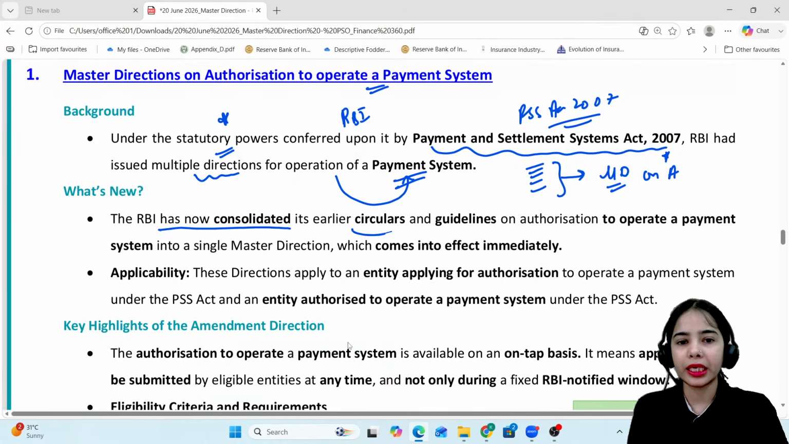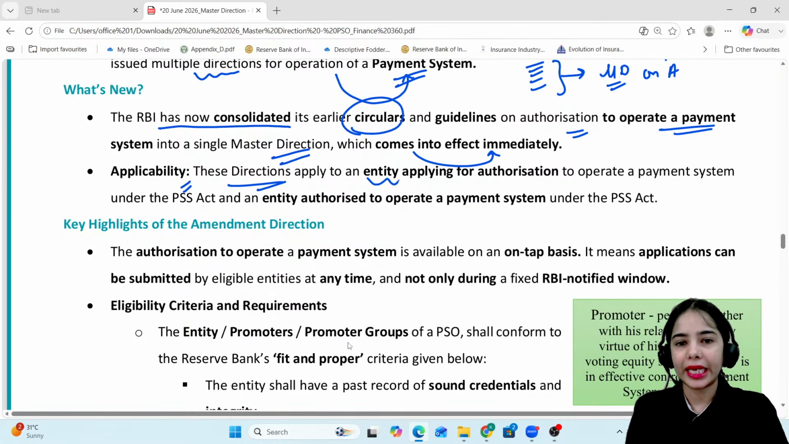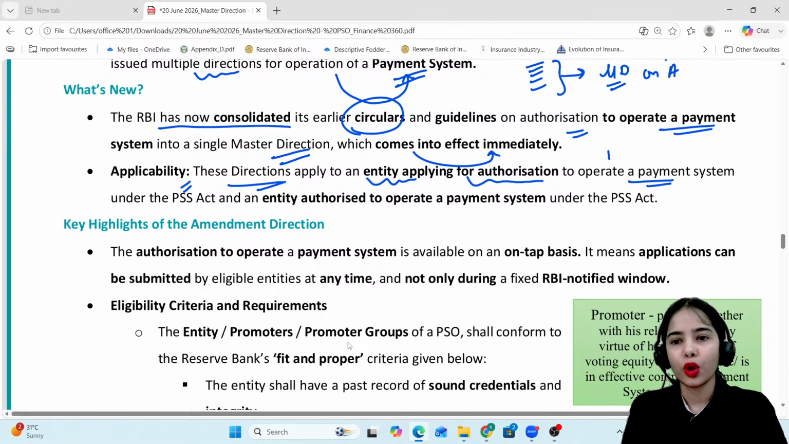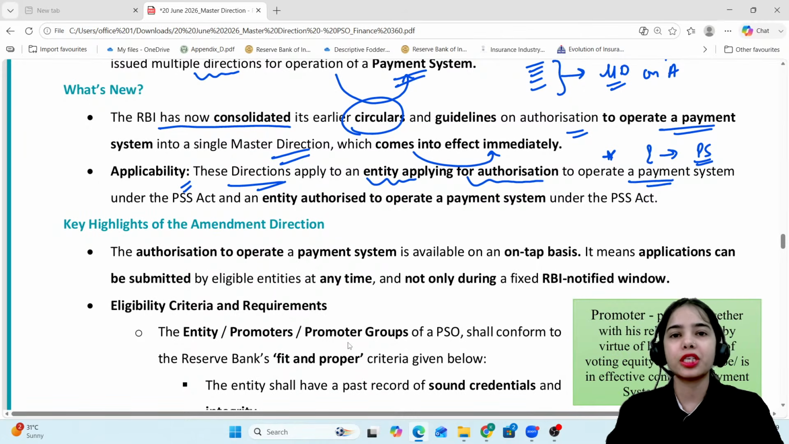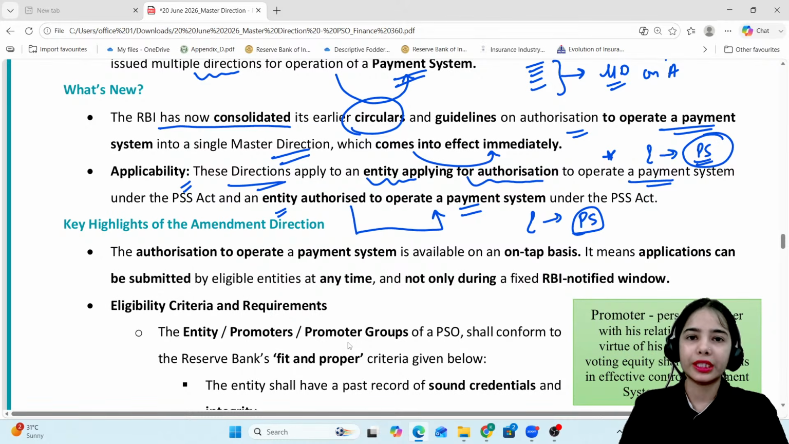RBI has now consolidated its earlier circulars and guidelines on authorization to operate a payment system into a single master direction, which comes into effect immediately. Now, the applicability: these directions apply to an entity applying for authorization to operate a payment system. So these directions are applicable to any entity who wants to operate a payment system. So if a new entity wants to operate a payment system, these guidelines will be applicable to such entities that want to become the payment system operator, as well as an entity already authorized to operate a payment system. The entity already has the authorization to operate the payment system. They also have to fulfill these directions.